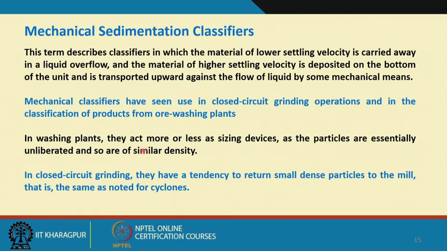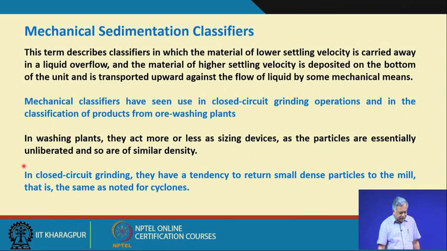So, in washing plants, they act more or less as sizing devices, as the particles are essentially unliberated and so are of similar density. Because when you are doing it for relatively coarser sizes, mostly the particles have not been ground yet to the size that liberation demands. So, mostly the very ultra fine particles and the relatively coarser particles, you can assume that they are of equal densities in many cases.